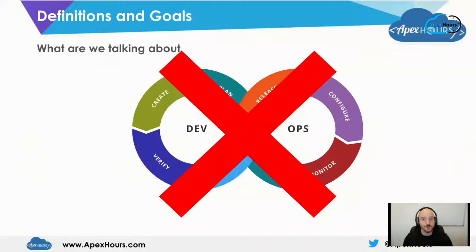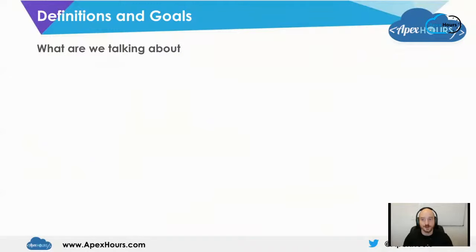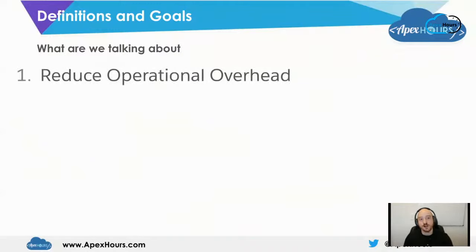So the goals that we want to accomplish include: we want to reduce all operational overhead. So from the time that a change gets written to the time that a change is live in production, and then after the change is live, when you're monitoring and supporting that change, we want to reduce all developer operational overhead throughout that life cycle.